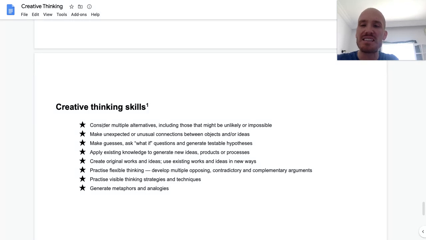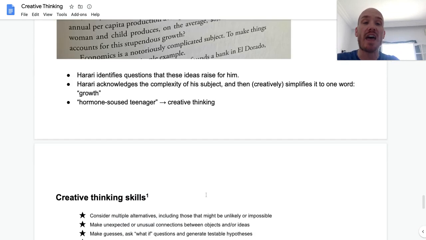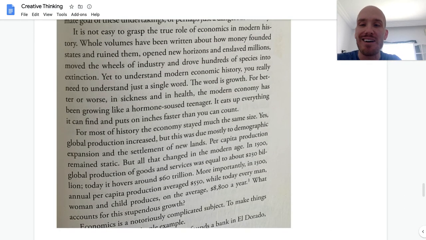The IB gives us these creative thinking skills, and they talk about generating metaphors and analogies. That's a creative act, and Harari is doing that here. Like a hormone-soused teenager, it eats up everything it can find and puts on inches faster than you can count. He generates that metaphor. That's great. Now, notice in the next chapter, which we didn't read, he gets into some numbers as well. So it's not just making things up. Here we even have a footnote where those numbers come from. Harari is an academic, so he's using that convention for us.